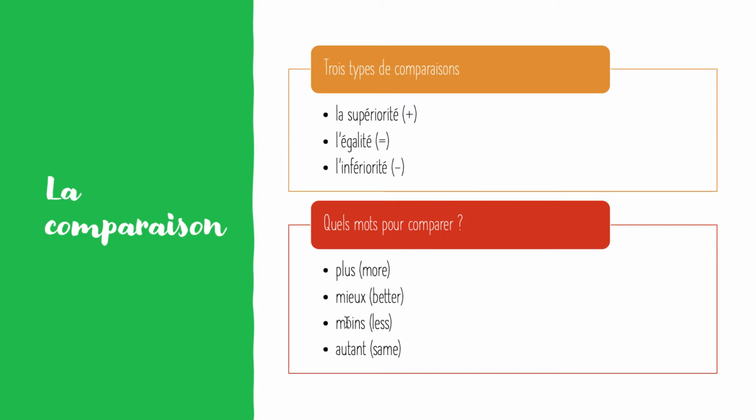So you'll see in your book, these are the four words that we use to compare, right? Plus, mieux, so we'll see the difference between mieux and then plus or mieux, meilleur, etc. in a bit. They're not the same. Moins, which is less, infériorité, autant, which is the same. D'accord? Égal.